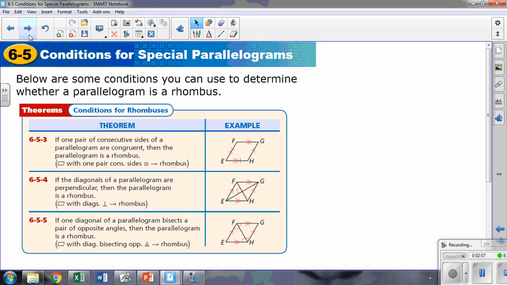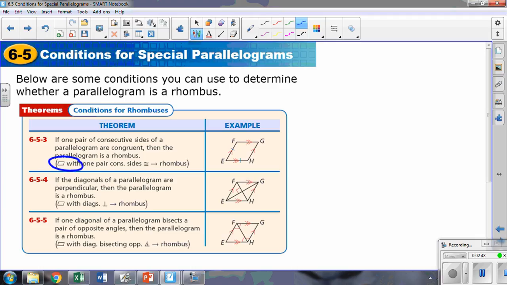In terms of rhombuses, if we have a parallelogram and we can show that there's one pair of consecutive sides that are congruent, that will actually force all 4 sides to be congruent, making it a rhombus. If you can show that your parallelogram has a set of perpendicular diagonals, that will force it to be a rhombus. Or if even one diagonal in a parallelogram will bisect the opposite angles, that forces it to be a rhombus. But I want to emphasize something on every last one of these.